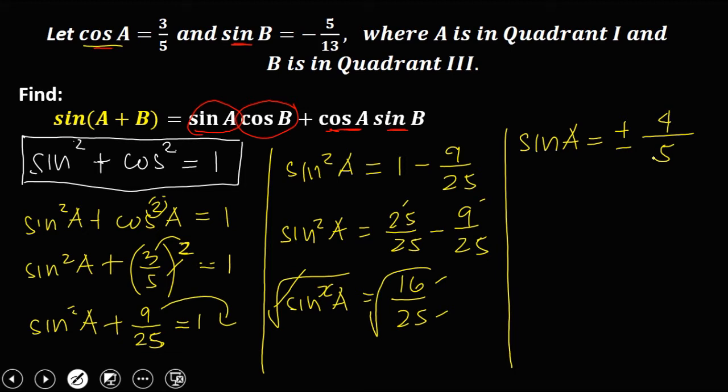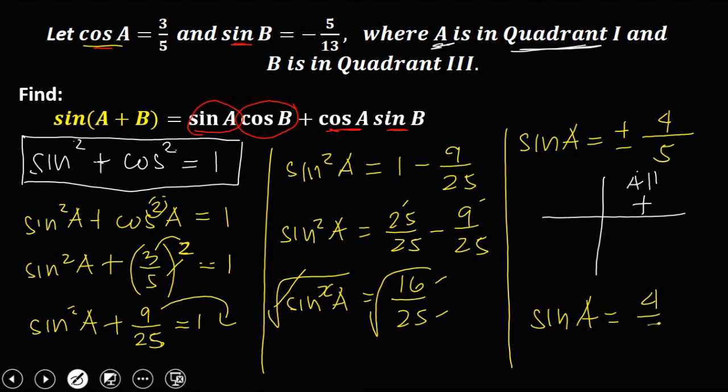But we still need to find the sign of sine A. We need to check if sine A is positive or negative. From the given, A is in quadrant 1, and in quadrant 1, all functions are positive. So sine A is positive 4 over 5. This is sine A, so we're done with sine A. We still need to solve for cosine B.